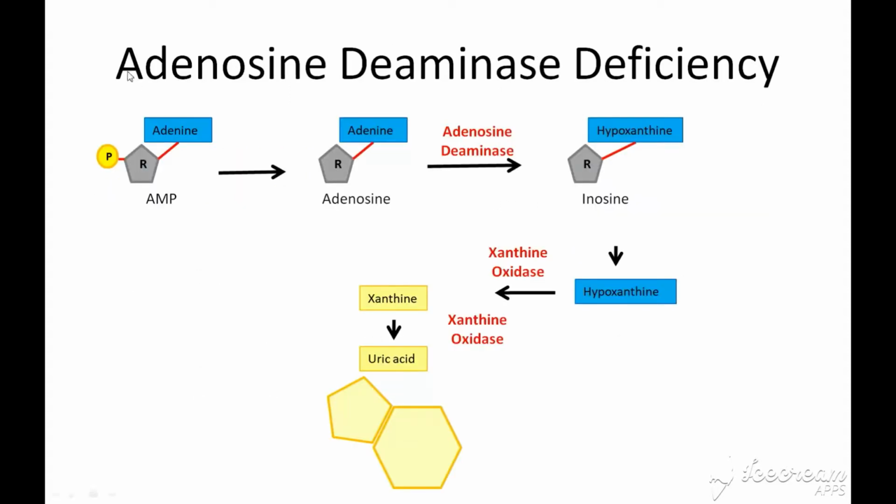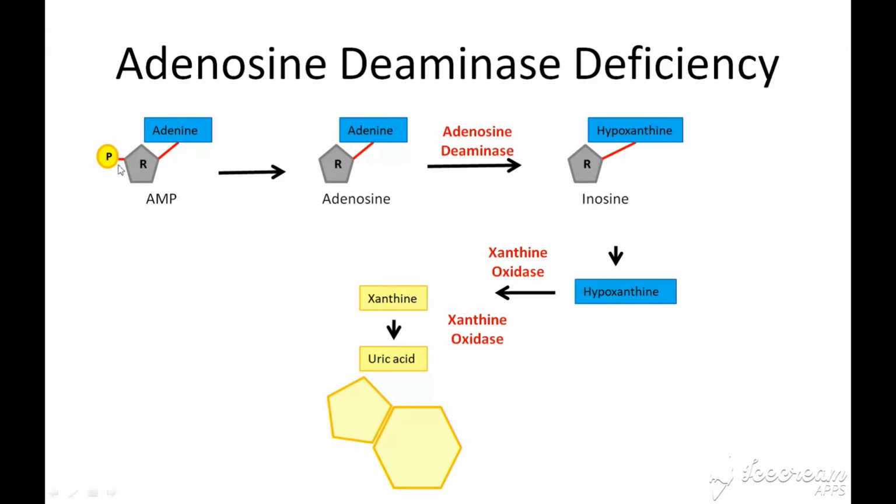The last pathology that we're going to talk about that is associated with the purine synthesis pathway is called adenosine deaminase deficiency. Now, this is an autosomal recessive disorder in which there is a deficiency or absence of the enzyme adenosine deaminase. Now, this enzyme is very important in the degradation of AMP. So it's responsible for converting adenosine into inosine, and then inosine will be eventually converted into uric acid for excretion. So patients who have an absence of this enzyme are going to have accumulation of adenosine in their cells.